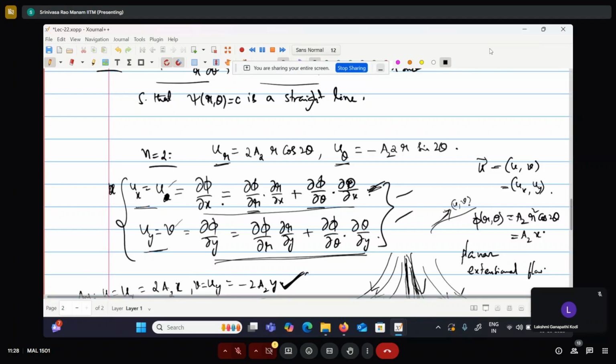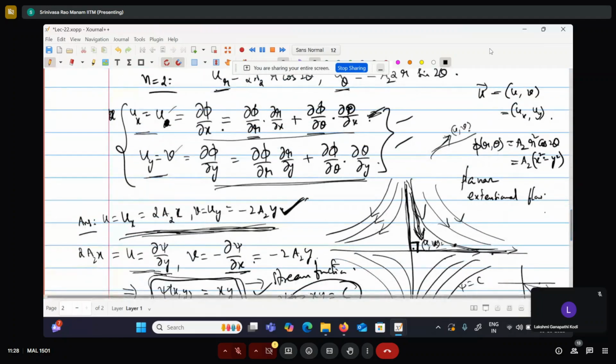R cos theta, no, not this one, right? What is that you get? R square into cos square theta minus sin square theta, right? R square cos square theta is what? X square, right? Minus y square. So these are your equipotential lines, equal to constant. So what are x square minus y square? If you draw this, they are lines, no? Perpendicular to this.